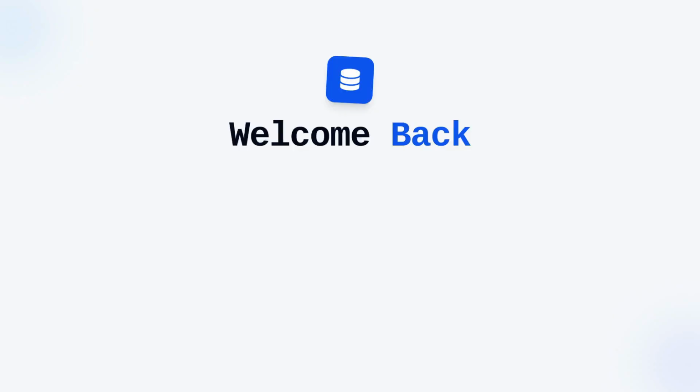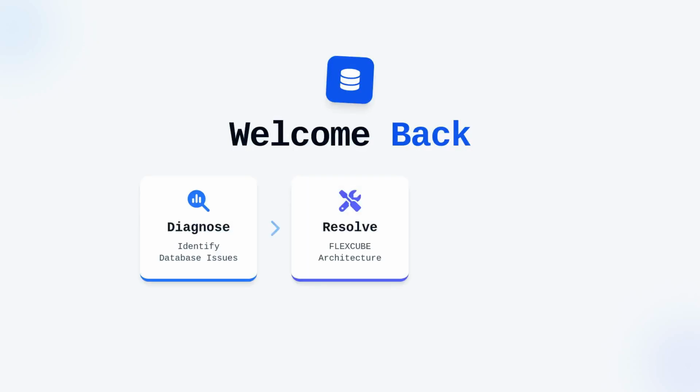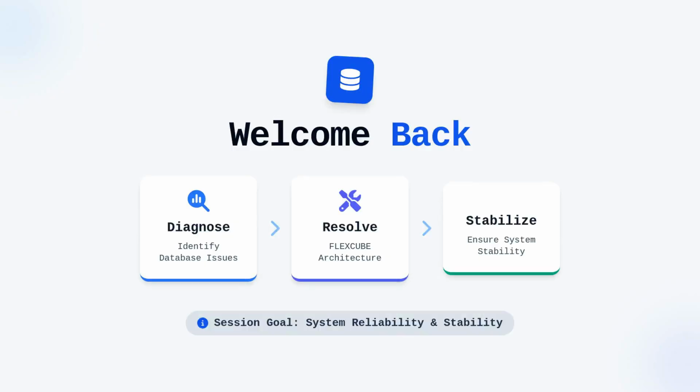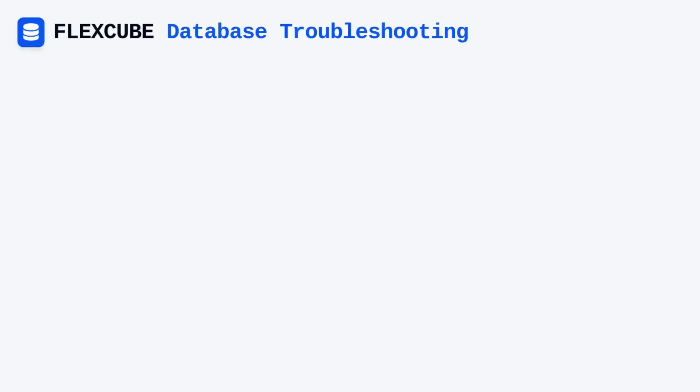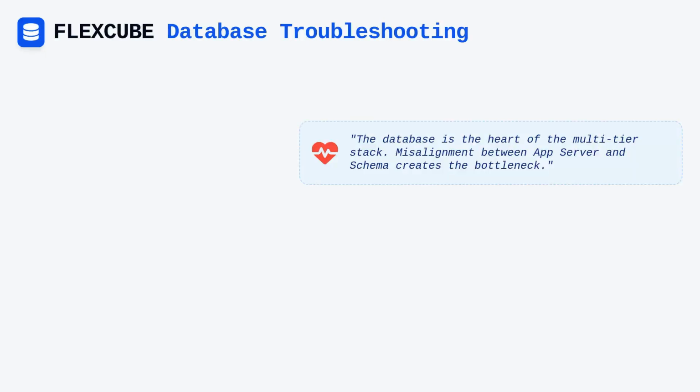Welcome back. In this session, we will focus on diagnosing and resolving common database-related issues within the FLEXCUBE architecture to ensure system stability. When we approach database troubleshooting in a FLEXCUBE environment, we must first recognize that the database is not an isolated component, but the heart of the entire multi-tier stack. Most performance bottlenecks or functional failures stem from a misalignment between the application server's expectations and the actual state of the schema. You should start your diagnostic process by checking the core PL SQL packages, as these often contain the business logic that handles transactional integrity.